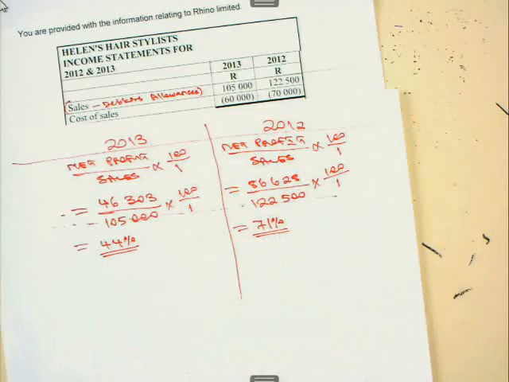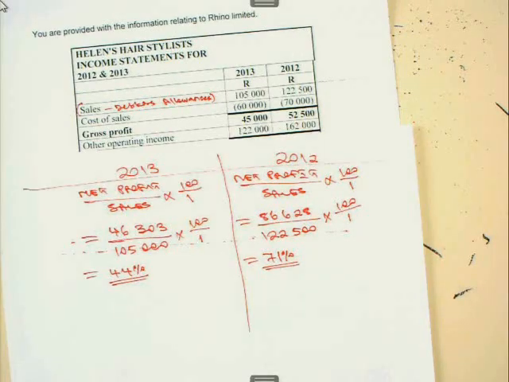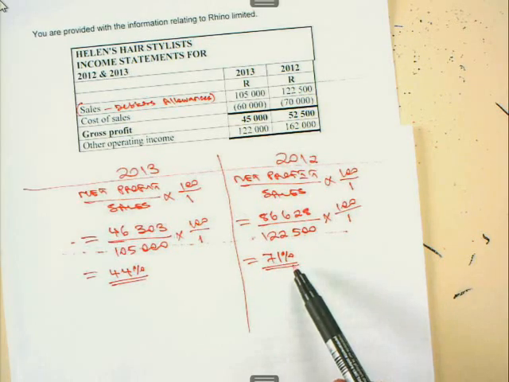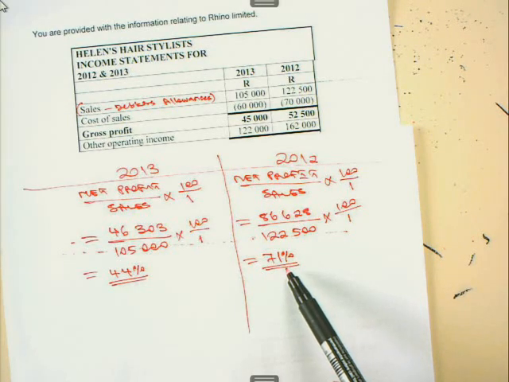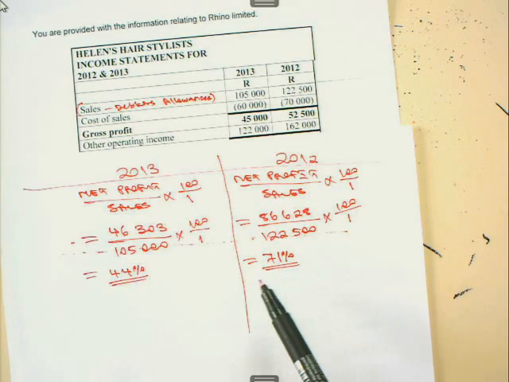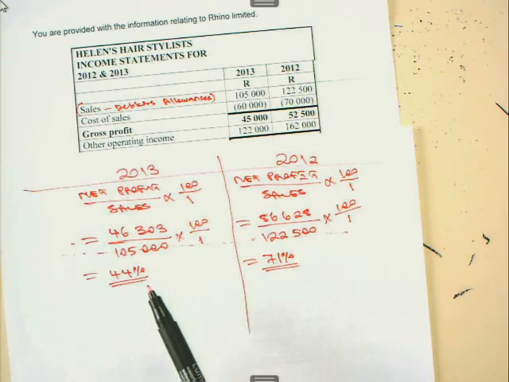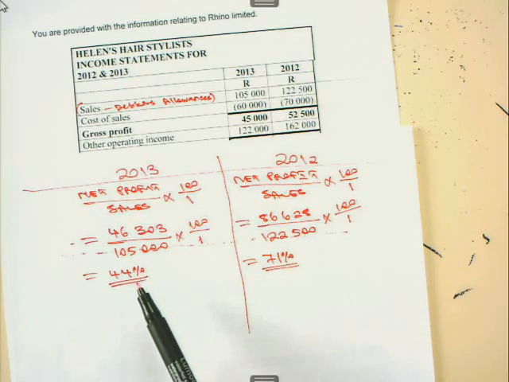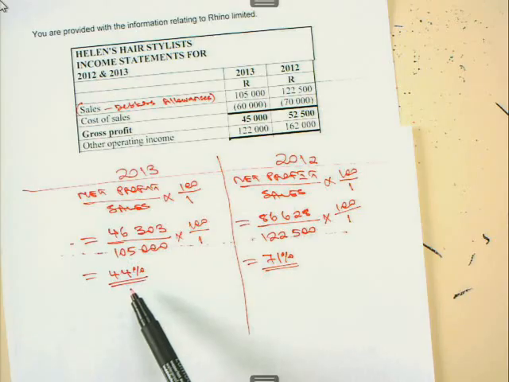It gives us 44%. What does it tell us? It tells us that for every 1 rand of sale, what we got back as a business was 71% as earnings in 2012. But the scenario changed for 2013. Now, what we are earning for every 1 rand of sale amounts only to 44%.